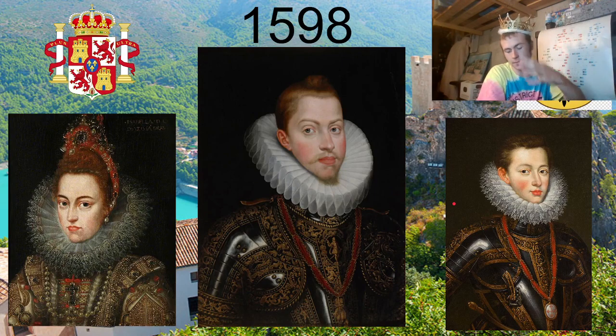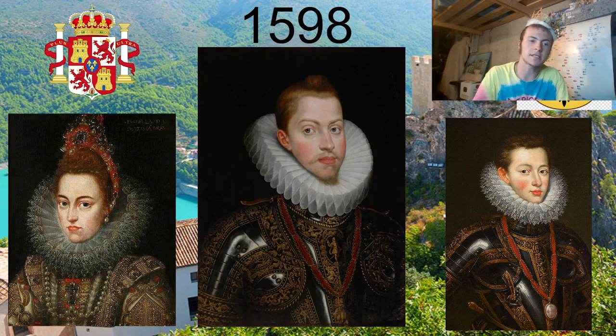The Habsburg inbreeding is not done. Because he ends up marrying his cousin. His first or second cousin. I think it's his first cousin. Felipe III ends up marrying his first cousin. And now his parents were uncle and niece, of course. But his wife was his first cousin, so he ends up marrying her as well.